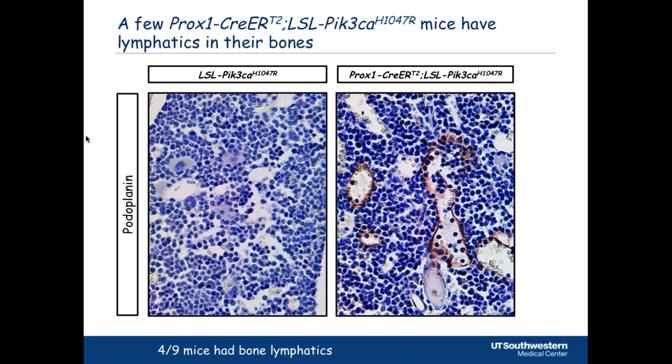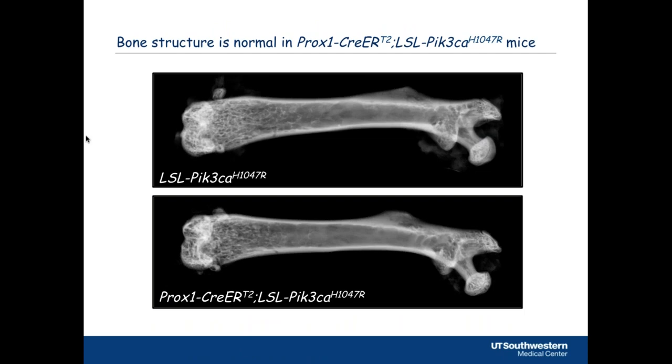We found that control mice do not have podoplanin-positive vessels in their bone. In contrast, our mutant animals do have podoplanin-positive lymphatic vessels in their bone. So these data show that excessive PI3 kinase signaling in lymphatic endothelium can promote the formation of ectopic lymphatics in bone.